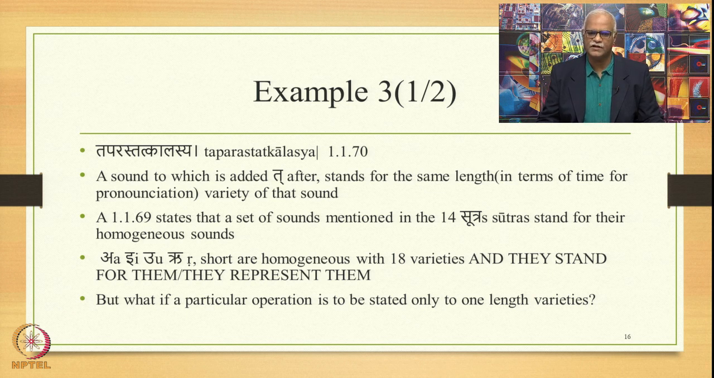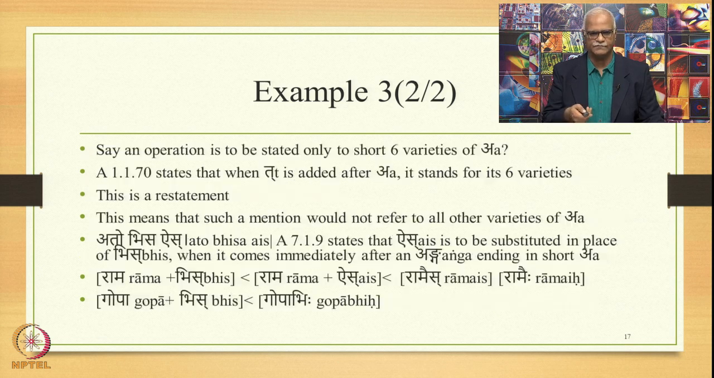But what if a particular operation is to be stated only to one length variety? We know how these 18 varieties come about. There are three hrasva, dirgha, pluta length varieties multiplied by tone varieties multiplied by nasal varieties. So if amongst the length varieties we want to refer to only one length variety and not to the three, then what do we do? Here is the solution 1170. We add the ta after that sound and then that sound will refer to only that length variety.